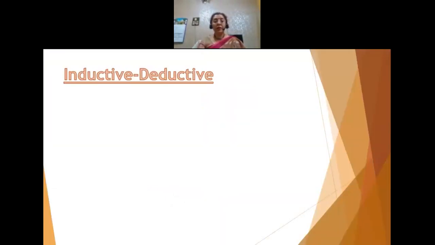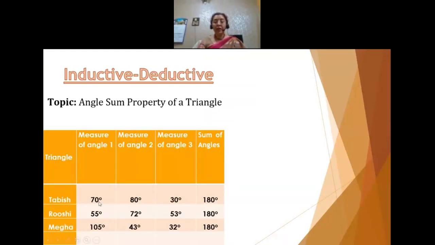Now, dear friends, tell me one thing. Is it inductive or deductive? You have given different triangles to different students. Everybody has measured the angles, added, and got that yes, it is 180 degrees. They are coming to the conclusion that the sum of the angles is 180 degrees. Is it the inductive method or the deductive method? Please reply. Inductive or deductive? Yes, inductive. Very good answer I got.